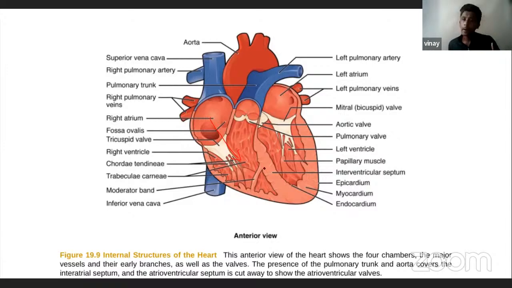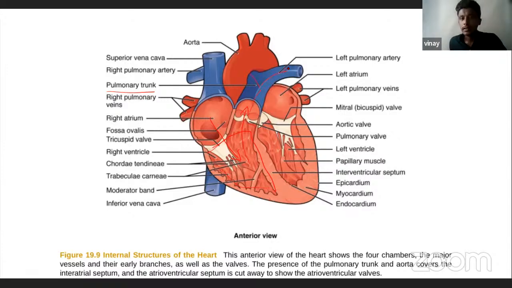Why does it have to go to the lungs? Because it is very rich in carbon dioxide, correct, right? So it has to go for oxygenation. So this carbon dioxide rich blood, or deoxygenated blood, fills the right ventricle, and the right ventricle will pump. Once it pumps, the blood moves into one vessel, which we call the pulmonary trunk. Pulmonary means lungs. Once it goes into the pulmonary trunk, the trunk divides into two branches.